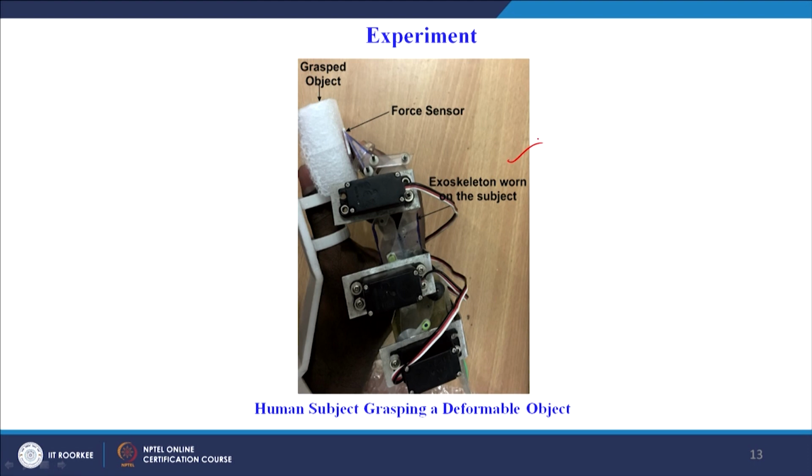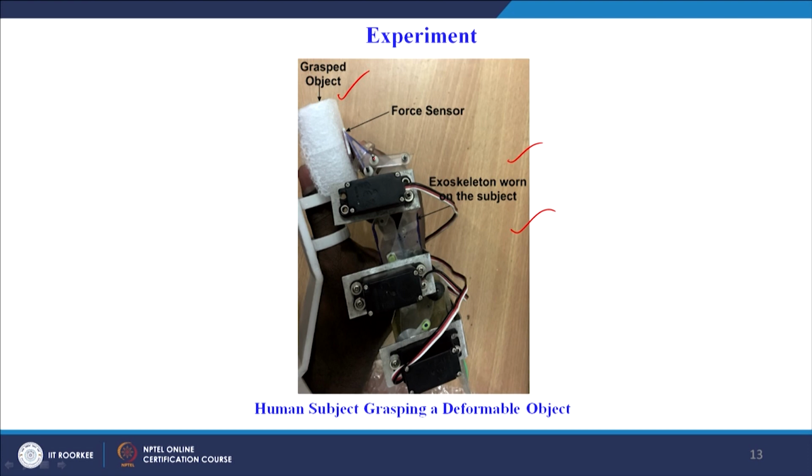The schematic shows the experimental exoskeleton worn on the human subject grasping a deformable object, where the force sensor is attached to the lateral surface of the body to be grabbed, and the exoskeleton master makes the slave human subject's finger grab the object with the desired force of interest.